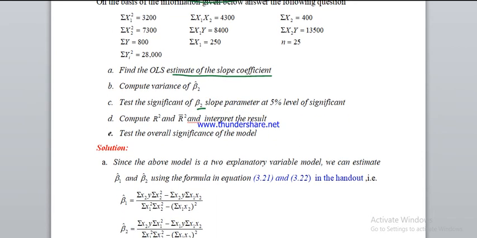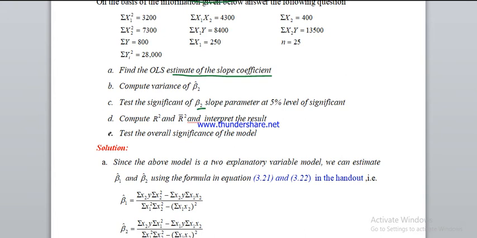By the way, there is no difference between the significance test in case of multiple and single regression. In case of multiple regression, of course, we have to conduct two tests of significance. The first is the significance test of each parameter, that is beta 1, beta 2, beta 3, and so on. And we also have to conduct the overall significance of the model. We call it the F test.